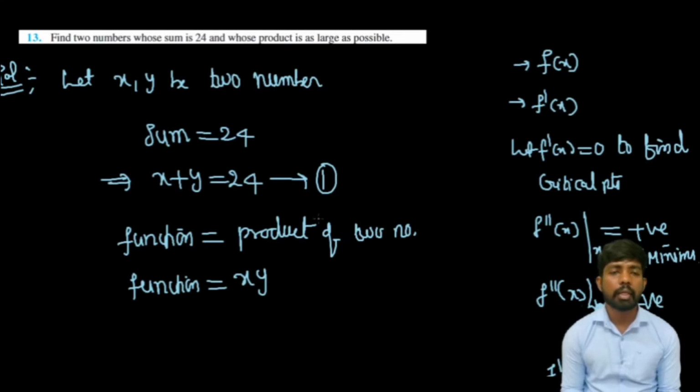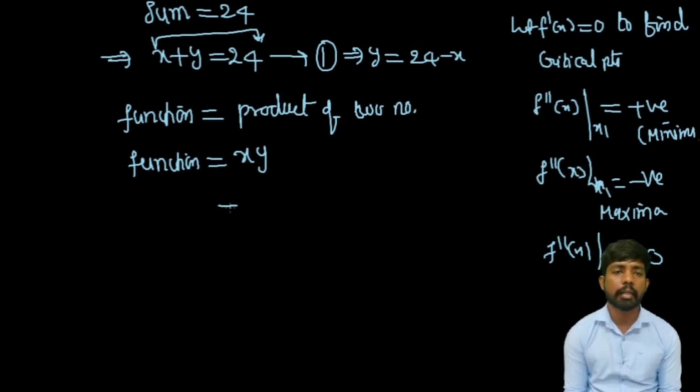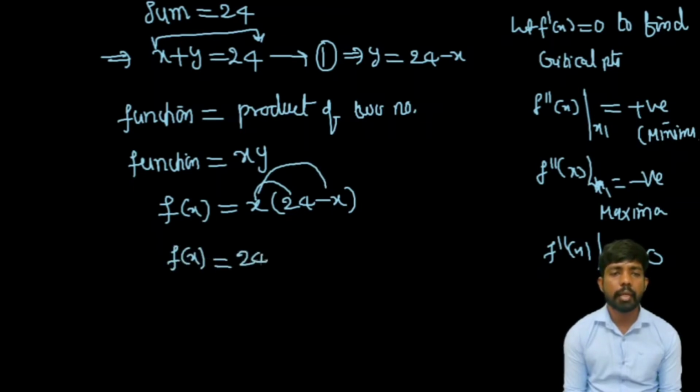Two variables we have. Use equation 1 in order to make it a single variable equation. Substitute in the place of y: send x to the right hand side and it becomes 24 minus x. So I am substituting 24 minus x in the place of y, giving x into 24 minus x. This is the function in terms of x. So f of x equals x into 24 minus x. Multiplying inside, f of x equals 24x minus x square.